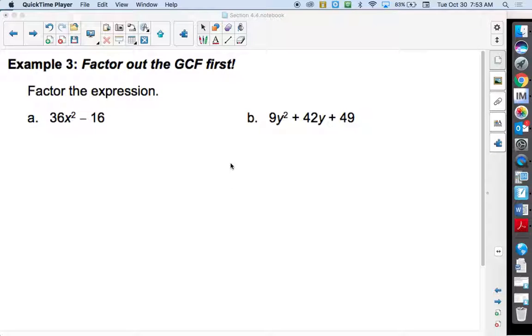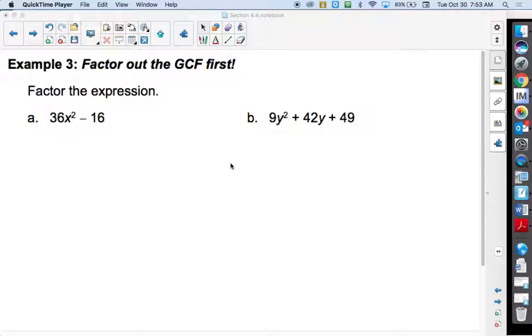We want to make sure we're pulling that out of the problem. So if you look at A, we have 36x squared minus 16. So first question, is there a GCF? If so, pull it out. That means write it in front, reduce everything, put that part in the parentheses.